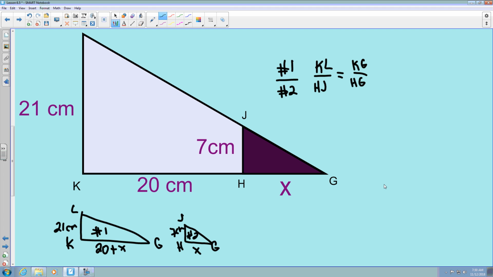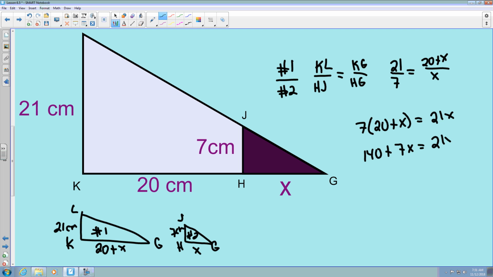So I got KL, which is 21. I got HJ, which is 7, and that's going to be proportional to KG, which is 20 plus X over HG, which is simply just X. So go over here and we do the cross product. So when we do the cross products here, it's essentially going to be 7 times the quantity of 20 plus X, and it's going to be equal to 21X. So got to distribute. So when I distribute, I get 7 times 20, which is 140, plus 7 times X, which is 7X, and that equals 21X.